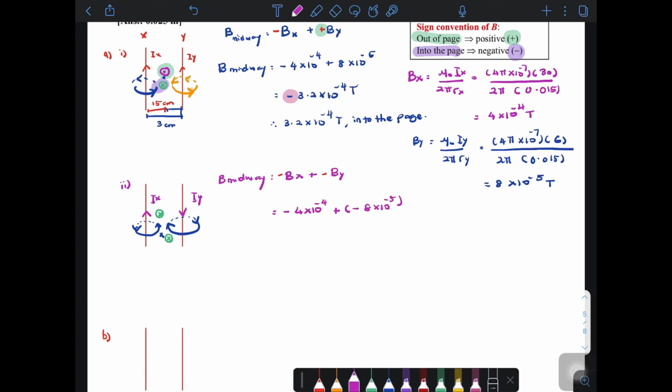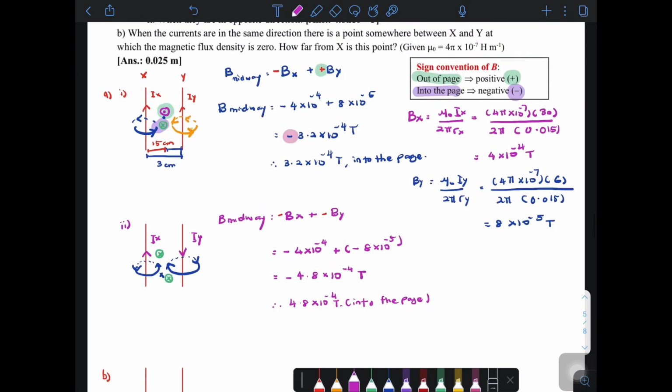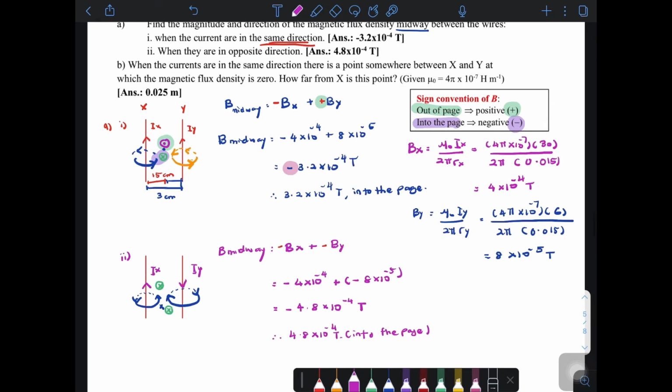Kita akan dapat jawapan kita ialah negative 4.8 exponent negative 4. Okay. To the page. So to the page. Okay. Tesla. So kita boleh concludekan kat sini 4.8 exponent negative 4 Tesla into the page. Alright. So that's for untuk soalan A.